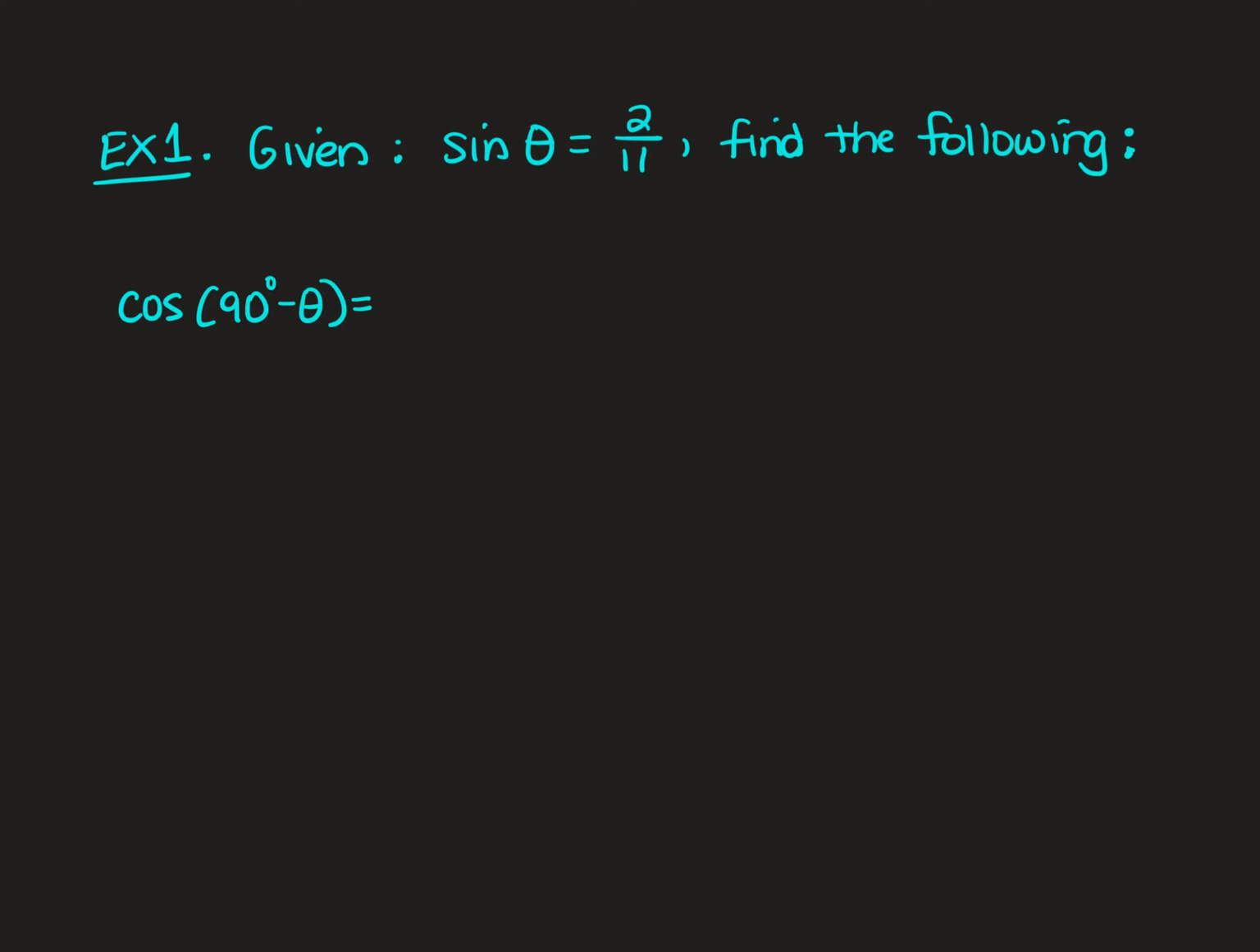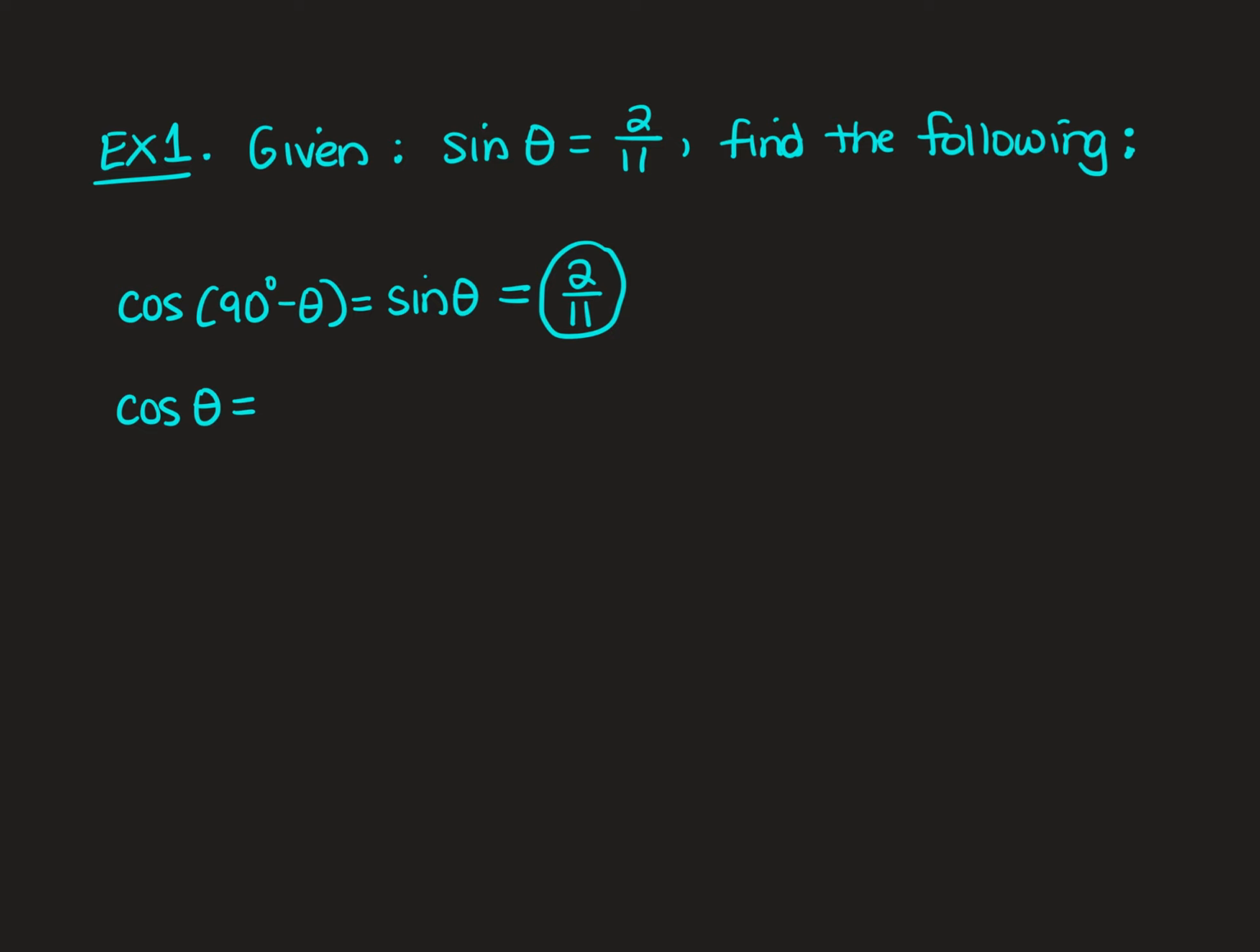Now, if you look back up at your cofunction identities, cosine of 90 minus theta is just sine of theta, which in our case is just 2 over 11. So the cosine of 90 minus theta is just 2 over 11. I think I'll just circle that. Now, what if I asked you to find something else? What if I wanted you to just find cosine of theta?